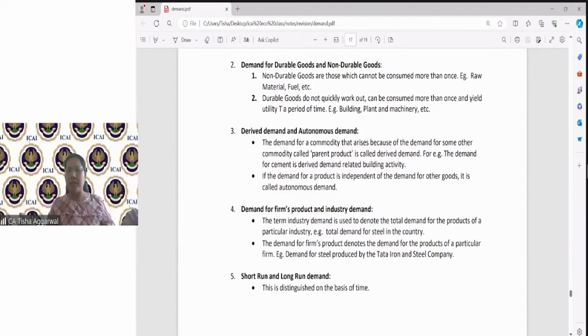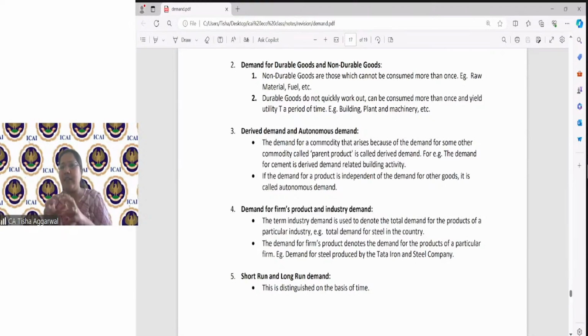It will perish. Third is derived demand and autonomous demand. If the demand for a particular product arises from the use of another product, that is derived demand. When I say derived, it means something which is taken out. So for example, the demand for cement will be derived. Why? Because there is a demand for flats. I want a house to stay in, so I need a flat. For the usage of the flat, I require another product, that is cement.